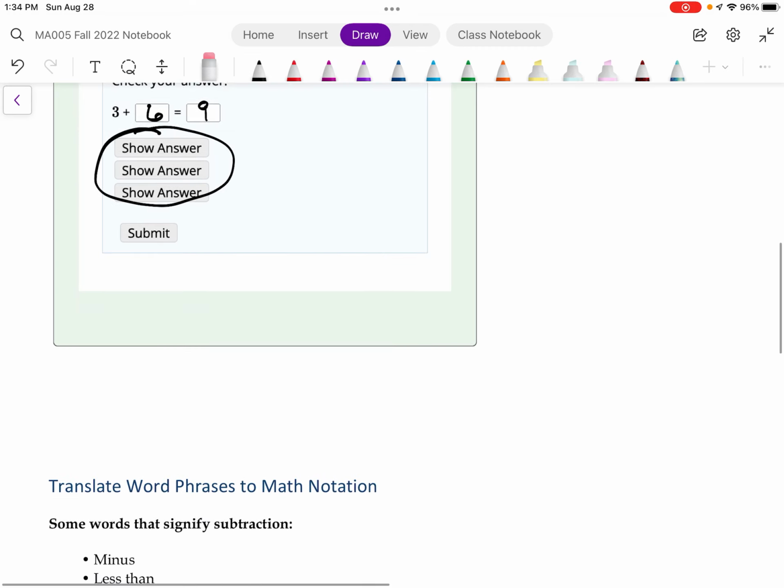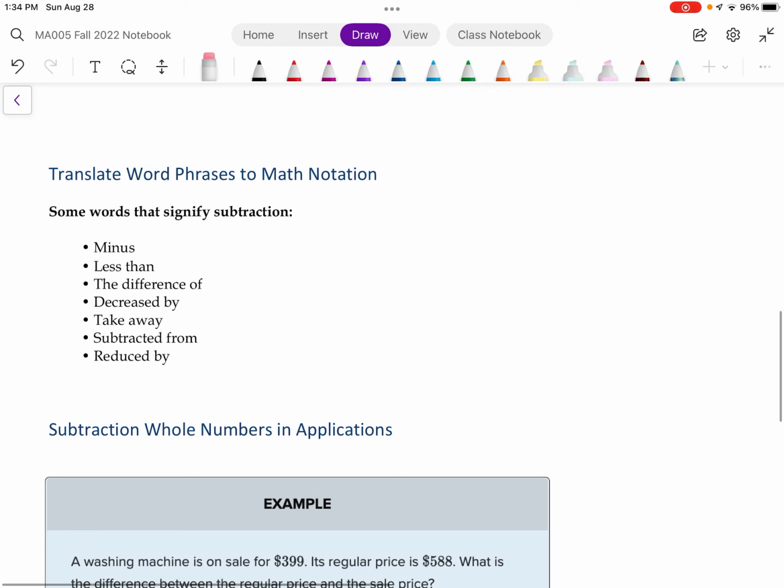All right, so translating word phrases to math notation. The thing I see people make the biggest mistakes with in subtraction from word problems is they switch the 2 numbers, which of course will give you the wrong answer. So here are the words you will see that signify subtraction.